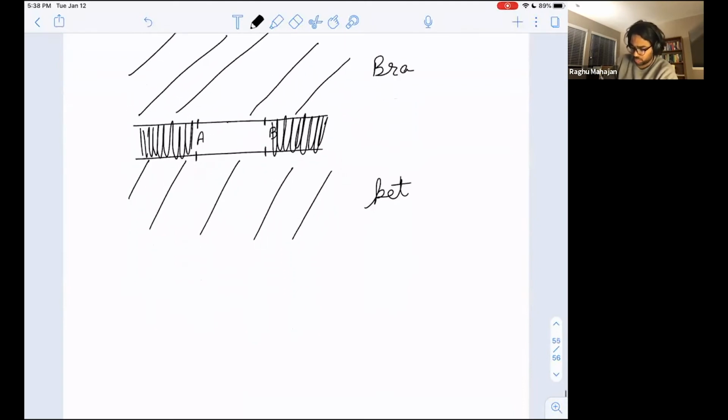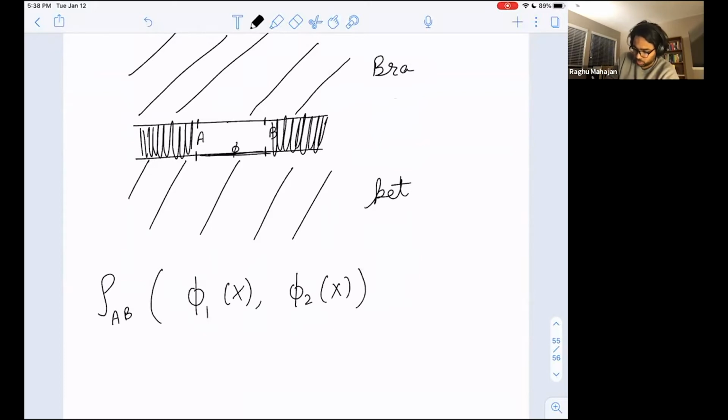So rho is a matrix. It has two arguments, phi_1 of x and phi_2 of x. Again, this is some function. The boundary condition here is phi_1, here it's phi_2, and that's it. So if we do the path integral with these boundary conditions, now it's over a plane, but with a boundary condition specified just below the interval AB and just above the interval AB. So that's like rho_AB with two arguments.